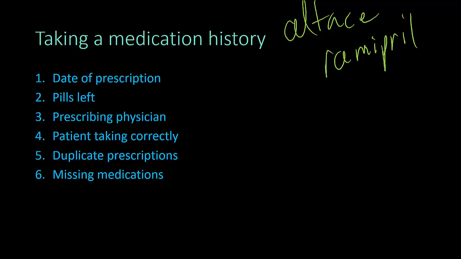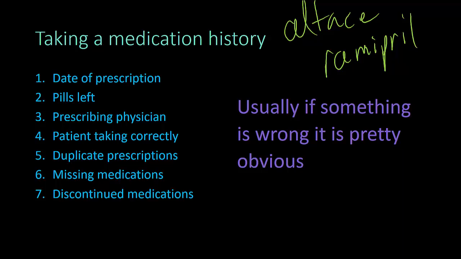Next, I'll look at their medications and compare them to the medication list that I have in my records to see if they're missing any medication that they're supposed to be taking. And lastly, I'll see if they're still taking any discontinued medications. Often, communication errors will cause patients to continue taking medications, even though you may have asked them to stop. Usually, if something is wrong, it'll be pretty obvious. You'll be able to catch errors quite quickly just by doing a medication reconciliation.